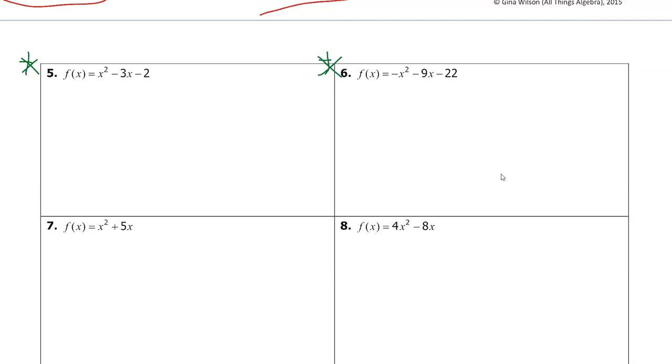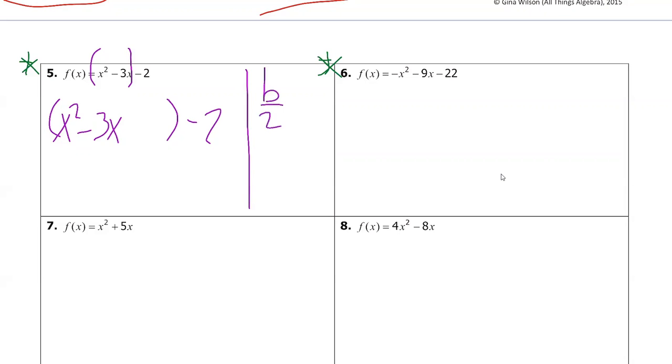But for a question like number 5, you're going to group up your first two terms, leave a little bit of space when you complete your square. There's no coefficient with my x squared, so I'm ready to do that b over 2 squared part. That's called completing your square. So we would have -3 over 2 squared, which is going to give us a decimal.